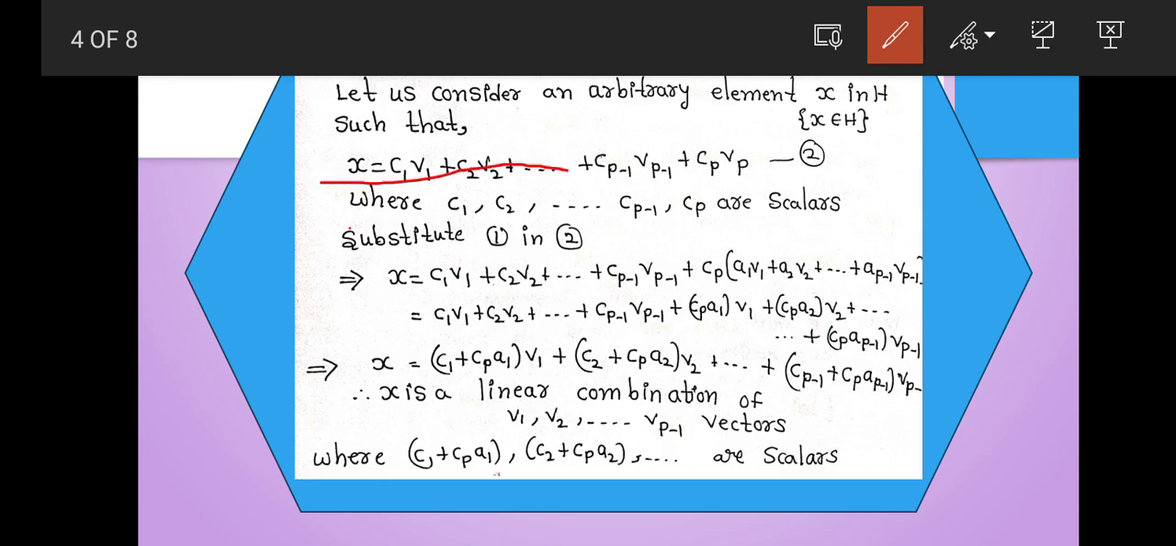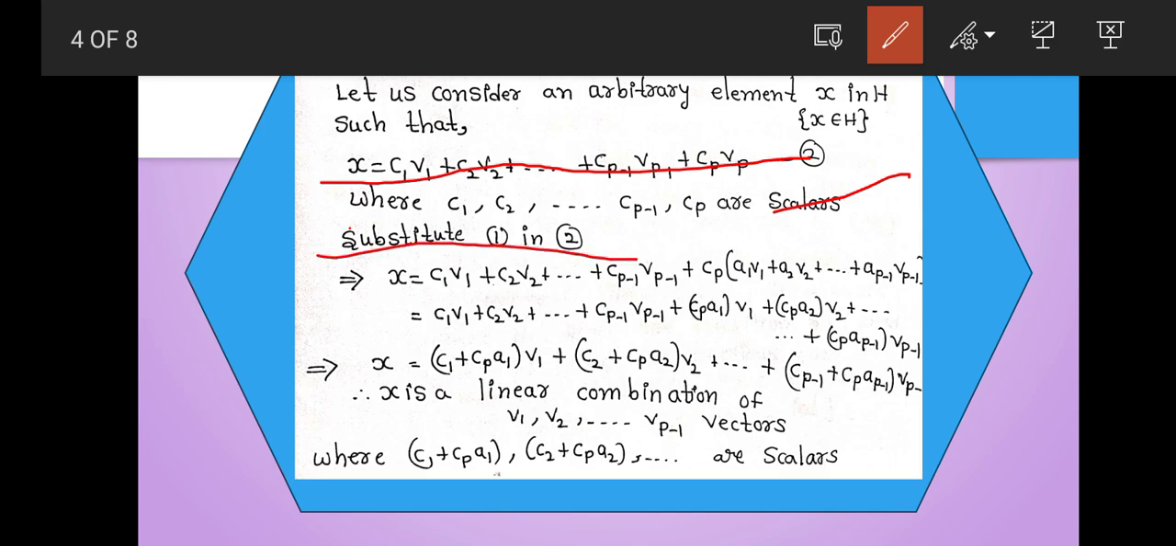This is x. Instead of H I took x. x is equal to c1 v1 plus c2 v2 up to c(p minus 1) v(p minus 1) plus cp vp. Here c1, c2, up to cp, these are all scalars. We may take d1 or anything instead of c1, like p1, p2, p minus 1, pp, like this. Here p1, p2 may be scalars.